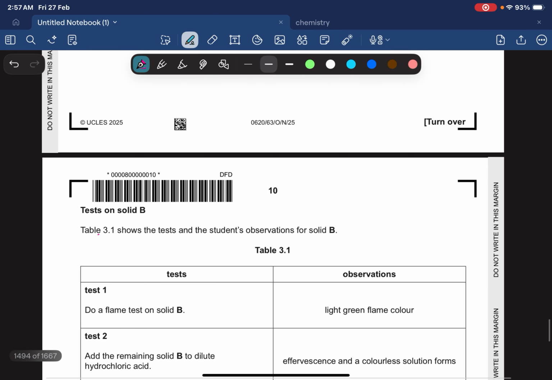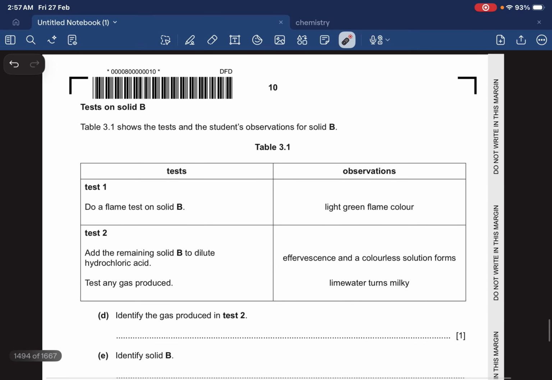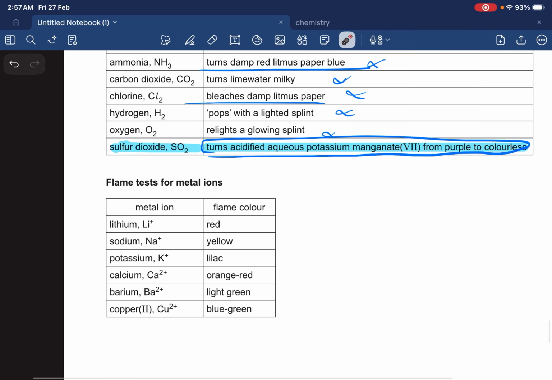Test on solid B. I guess that's the easiest part. You just have to copy paste this question from below. Table 3.1 shows the test and the student's observations for solid B. Test 1, do a flame test on solid B, light green flame color. Okay, you go below and check where we get light green flame color.